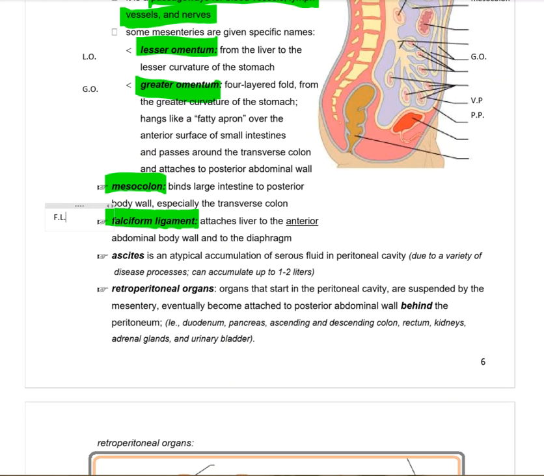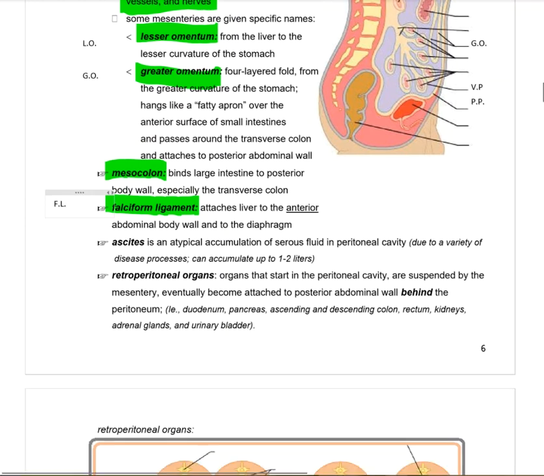This is an abnormal condition about increasing fluid. And I'm going to skip for now.